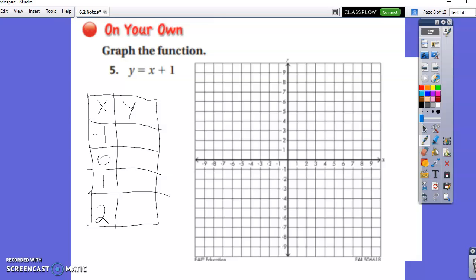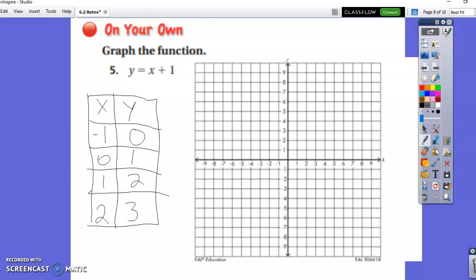If on the assignment today, if it asks you to graph, just use these 4 numbers, and that way we're all the same. And so just plug your x in. So negative 1, plug it in for x. Negative 1 plus 1 would be 0. So my output is 0. Plug 0 in. 0 plus 1 is 1. Plug your 1 in. 1 plus 1 is 2. And then 2 plus 1 is 3.